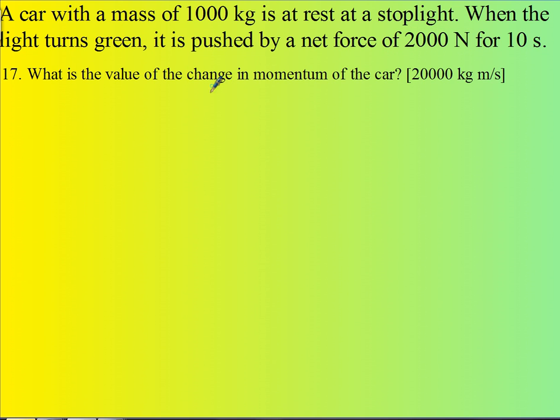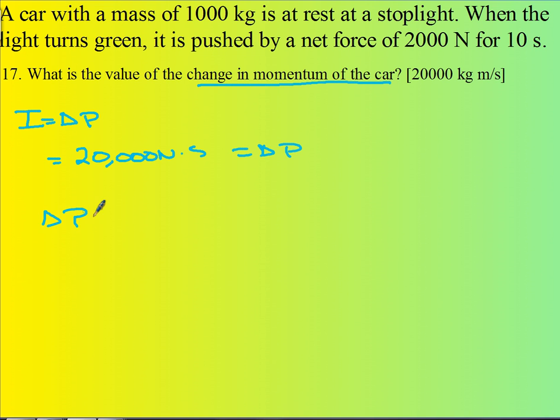Same problem, but now we want the change in momentum. I know the impulse is equal to the change in momentum. Oh goodness, I just found the impulse was 20,000 newton seconds, and this must equal the change in momentum. So my change in momentum is 20,000. Now, I want change in momentum, and momentum is always measured in kilogram meters per second.